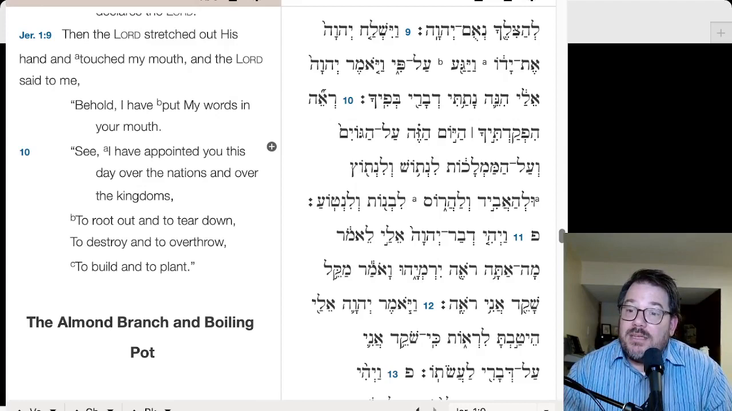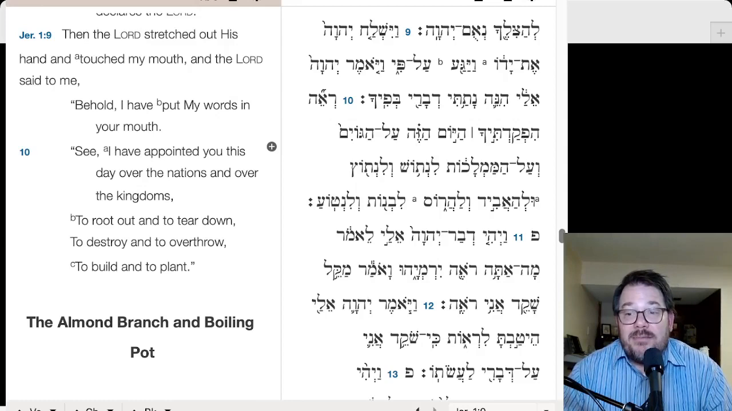Like he won the lottery. He got the lucky opportunity to announce the destruction of Jerusalem, the destruction of the temple, the exile of God's people, his judgment against them. But he also looks forward to the hope that God has in store, the plans of rebuilding, to build up something from those ashes. We see both of those things in Jeremiah.